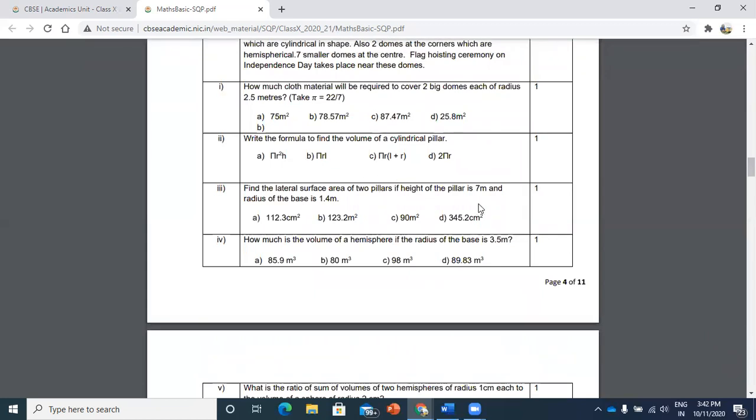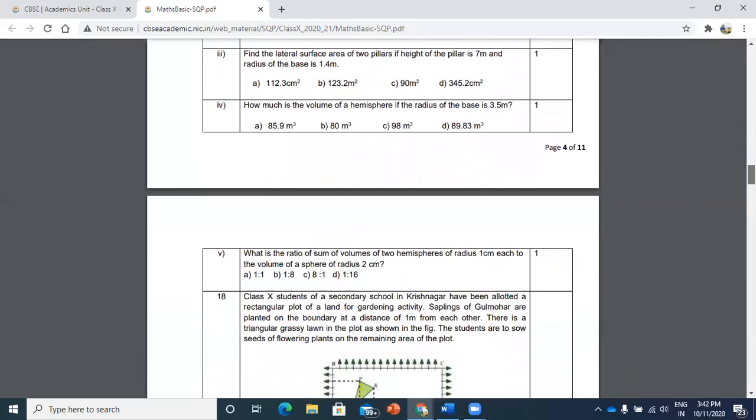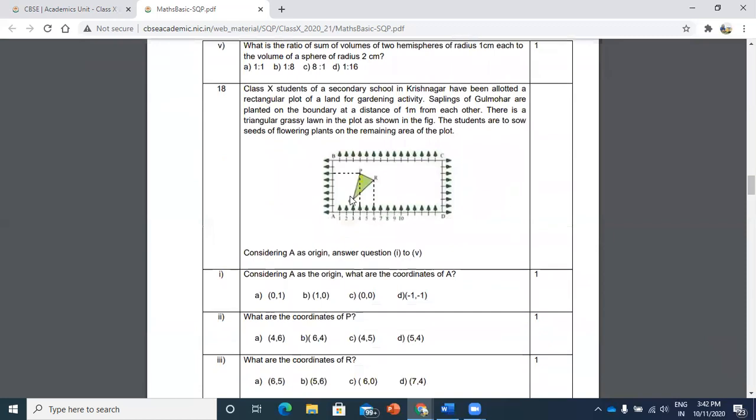Then you have to find the lateral surface area. All these are very direct questions, volumes. So nothing to worry about as far as the case studies are concerned. It's a little hyped up. This is also a question directly lifted from the textbook.